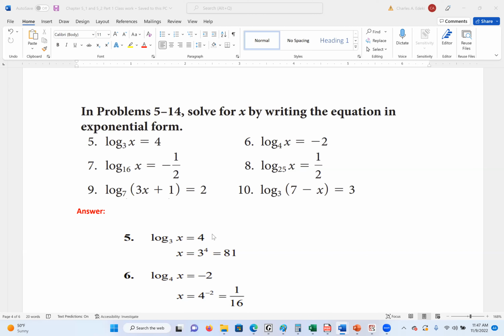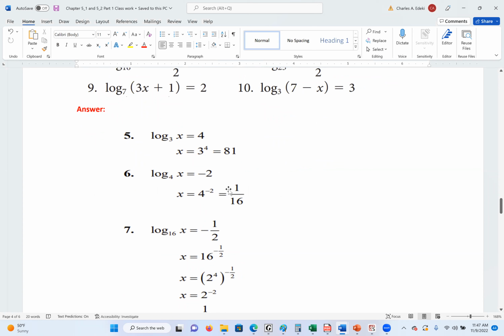And here we can see in 6 also the same thing. The expression is log base 4 of x. So our answer will be x equal to 4 to the power negative 2, which is given here. So x equal to, the base is 4, and the value here is negative 2. So 4 to the power negative 2, which will give us 1/16.